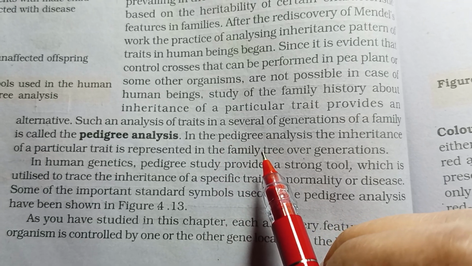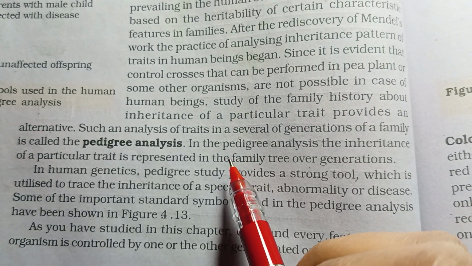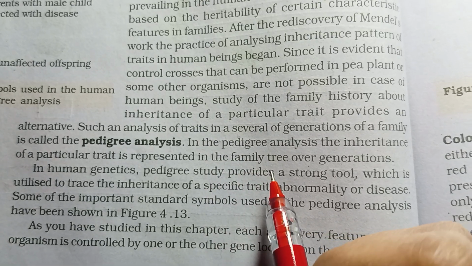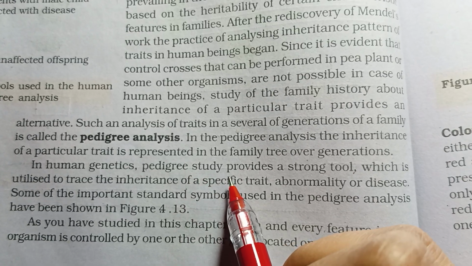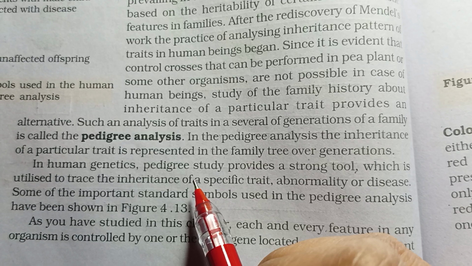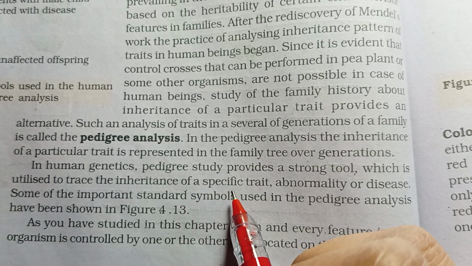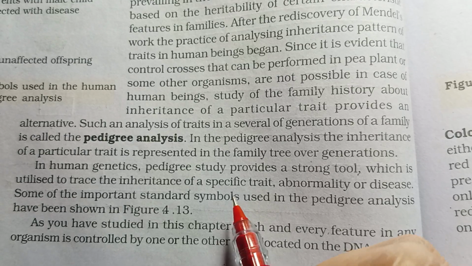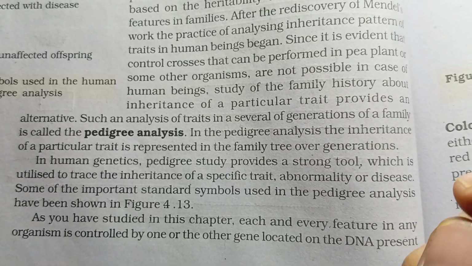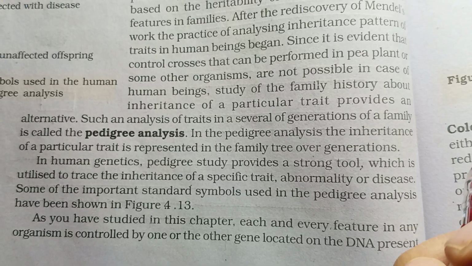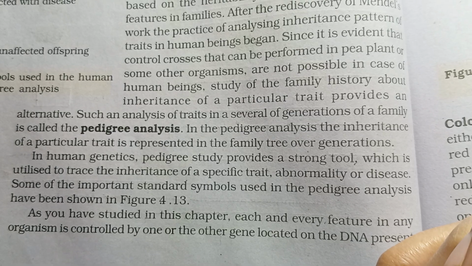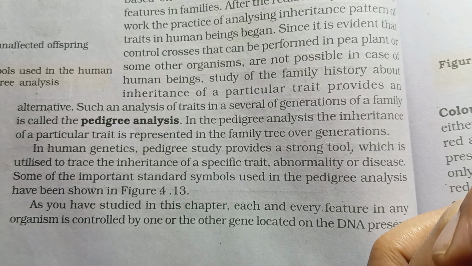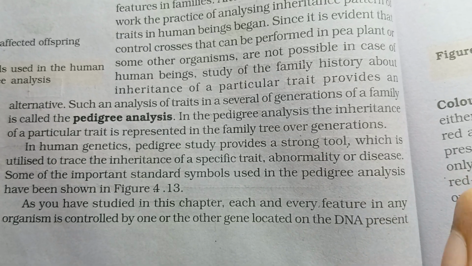In the pedigree analysis, the inheritance of a particular trait is represented in the family tree over generations. In human genetics, pedigree study provides a strong tool which is utilized to trace the inheritance of a specific trait, abnormality, or disease. Some of the important standard symbols used in the pedigree analysis have been shown in figure 4.13. As you have studied in this chapter, each and every feature in any organism is controlled by one or the other gene located on the DNA present in the chromosome.